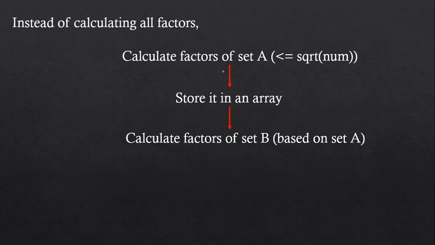Is this clear? So find factors of A, store it in an array. Based on this A, find factors of B, store it in another array. This is the logic we are going to implement. Have I made it clear? Yes. Find the factors of A, store it in an array. Similarly, find factors of B, store it in another array.